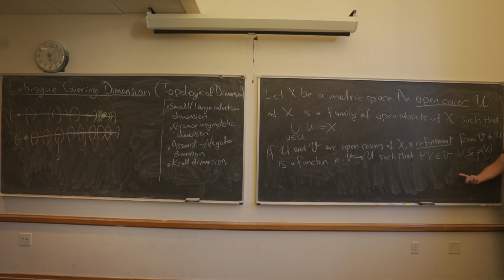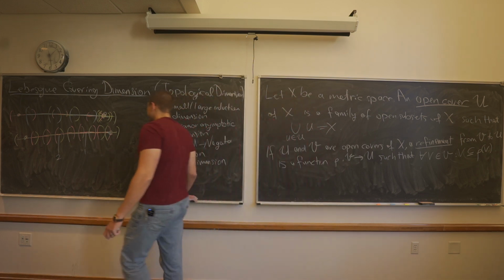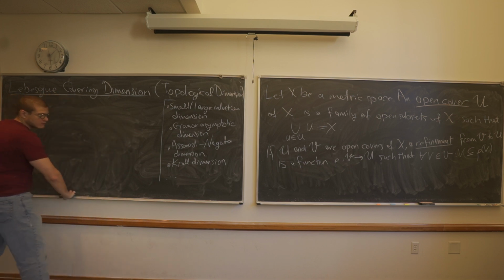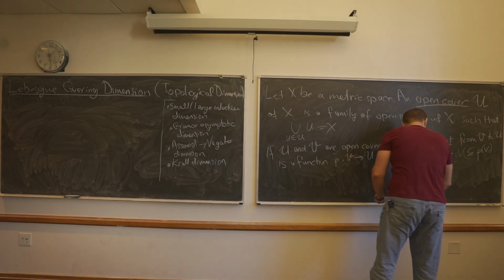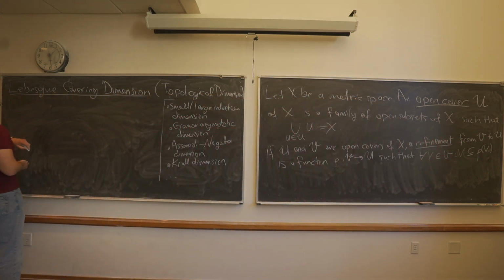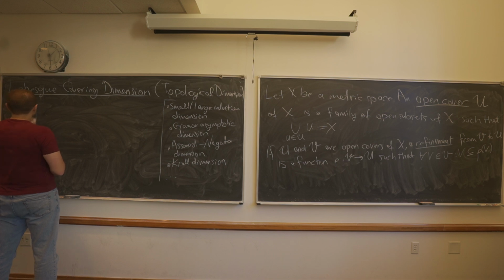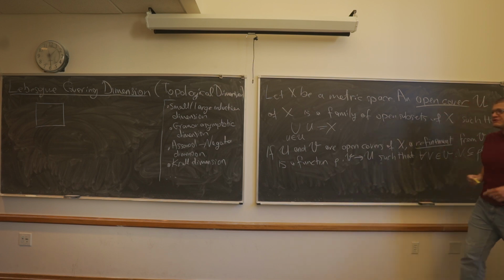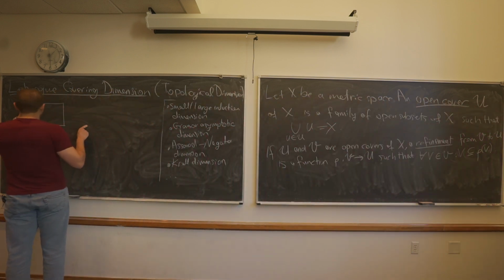Okay. Now what's the idea here? Maybe let's draw some pictures. Let's look at a square. In this notation, I have U, and you should think of it as like this. U is a cover whose pixels are larger, and V is a cover whose pixels are smaller. So in a sense, V is finer than U. Let's say that U covering is something like this. It has these big pixels.